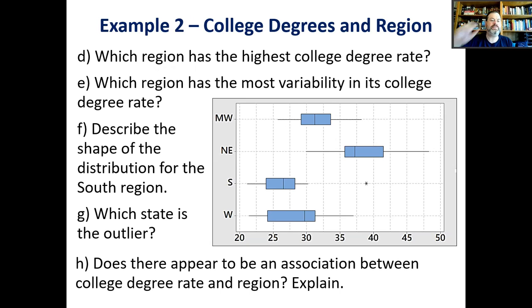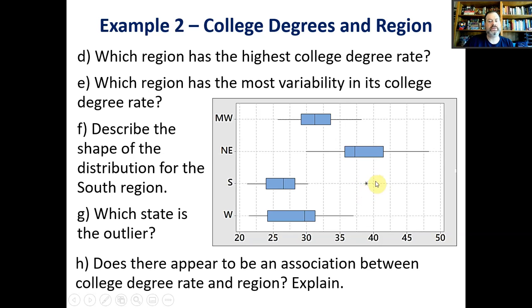All right, describe the shape of the distribution for the South. So here is most of the data values in the South. And then we have this one observation way over here on the right. So this is going to be skewed to the right because we have an outlier on the right. Gee, which state is the outlier? I'm going to let you guys think about that one, and hopefully you can put some questions up in the discussion forum. I'm not giving this answer away.